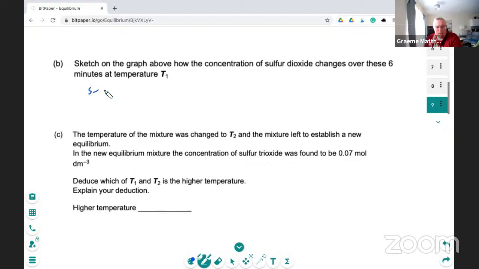So I'll put down C, previous page, we've done this one. All right then, chemists. The temperature of the mixture was changed to T2, and the mixture left to establish a new equilibrium. Now, by the way, a point straight off the bat, and we'll get into this next time: equilibrium is established at a given temperature.